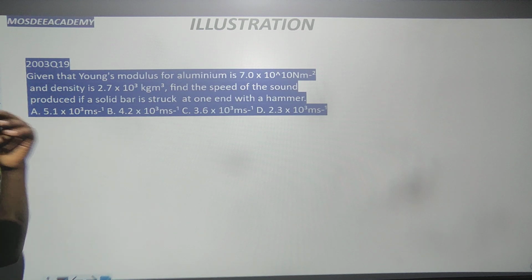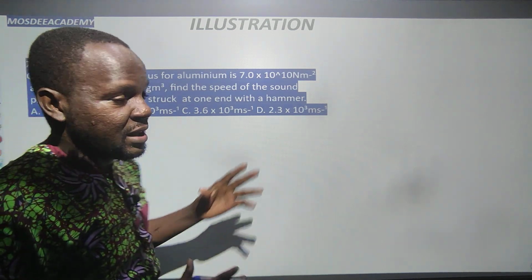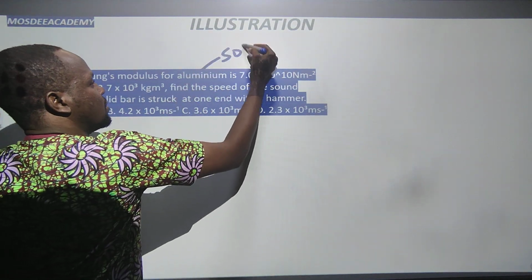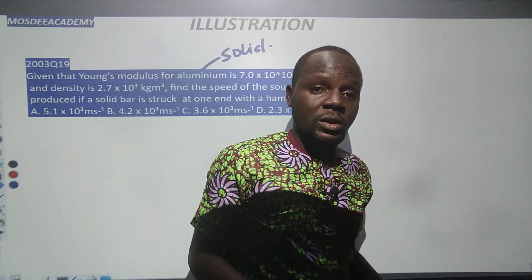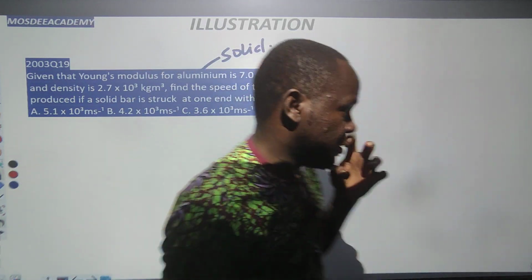The next one says, given that the Young modulus of aluminium. Now, aluminium is a what? It's a solid. So it's still very simple. For a solid, we define the Young modulus. For liquids and gases, we use the bulk modulus.